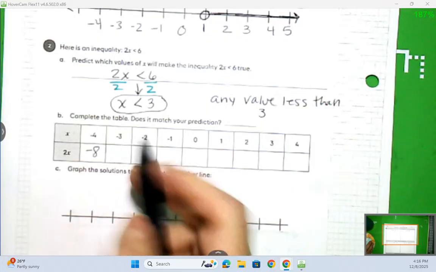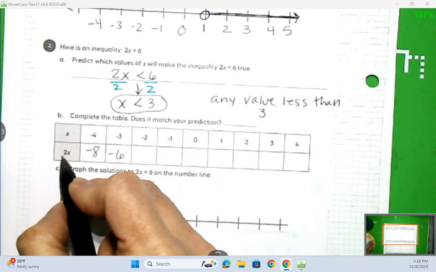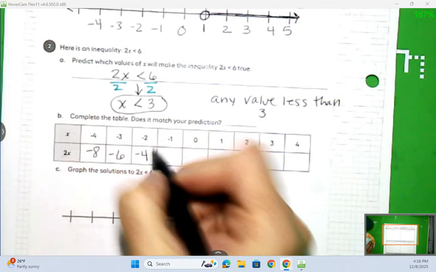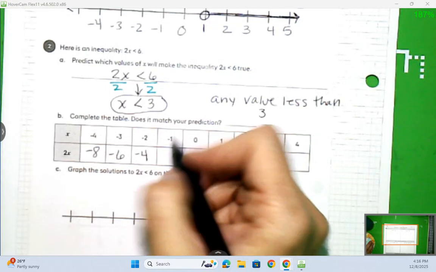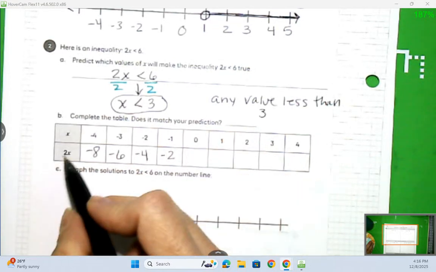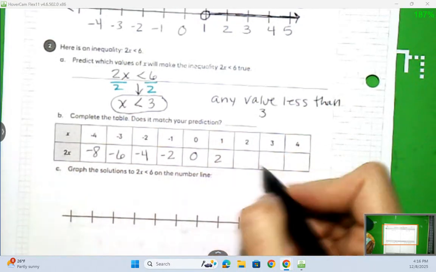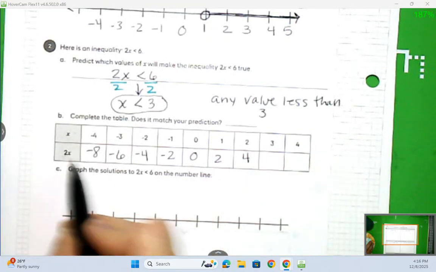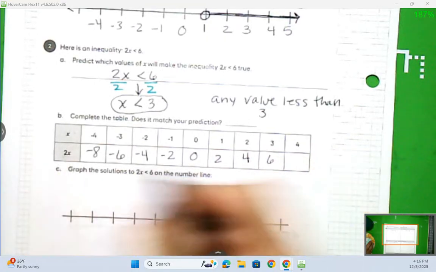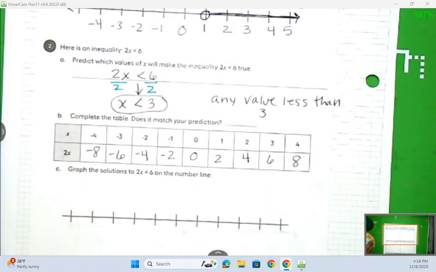2 times -3 is -6. 2 times -2 is -4. 2 times -1 is -2. 2 times 0 is 0. 2 times 1 is 2. 2 times 2 is 4. 2 times 3 is 6. 2 times 4 is 8.